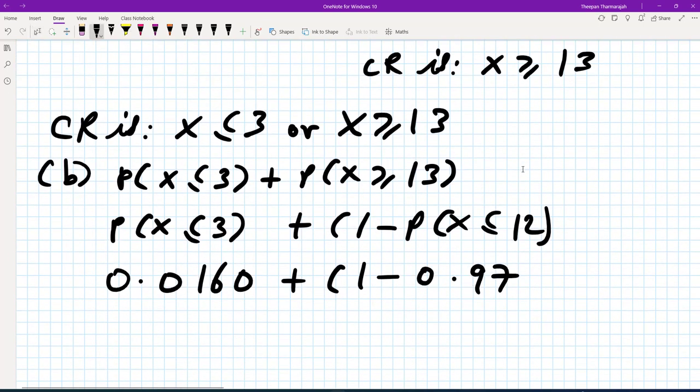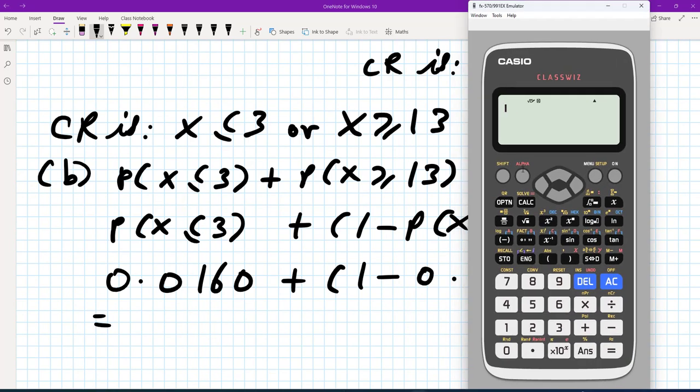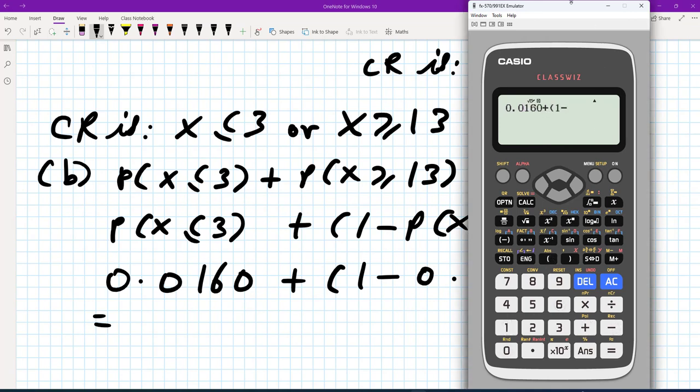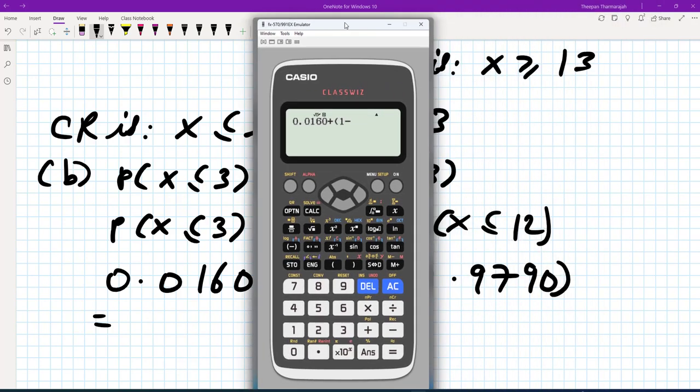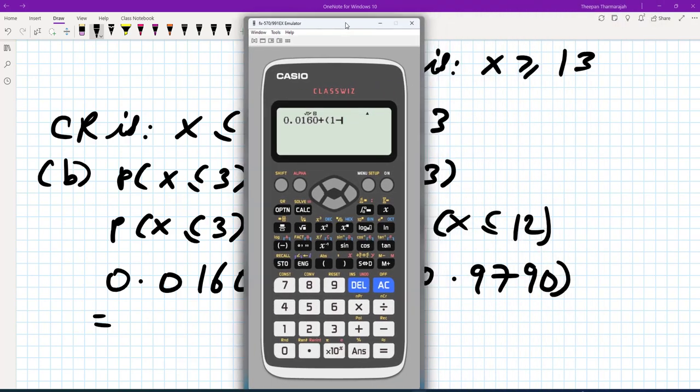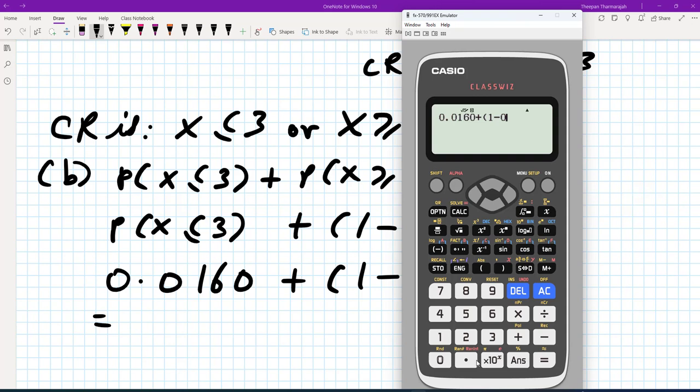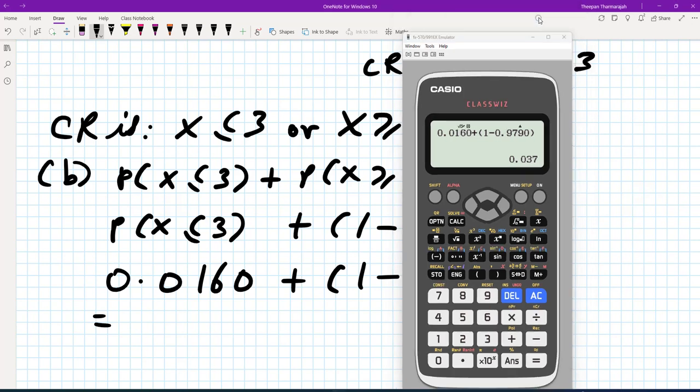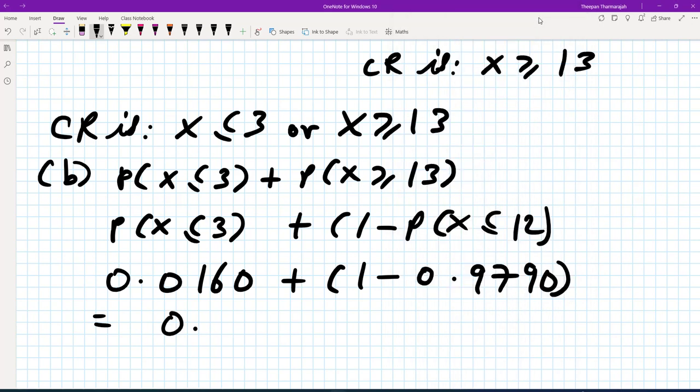And we can get that result from our calculator. So we can just type that straight in. So 0.0160 plus 1 minus 0.9790. And that will give me the result of 0.037, which is the actual level of significance of the test.